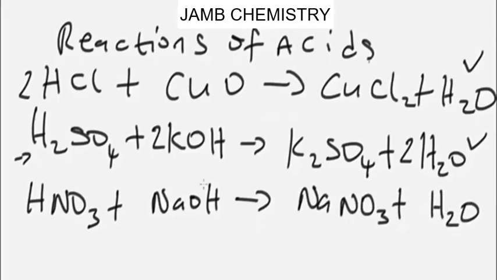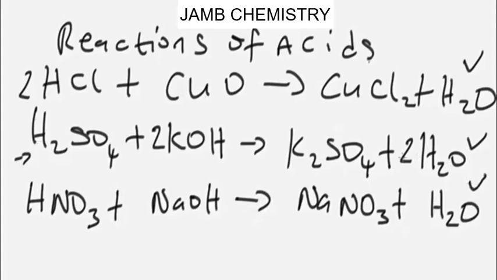We have two atoms of hydrogen at the left. We have two atoms of hydrogen at the right. We have one atom of nitrogen at the left. We have one atom of nitrogen at the right. We have one atom of sodium at the left. We have one atom of sodium at the right. We have four atoms of oxygen at the left. We also have four atoms of oxygen at the right. So this chemical equation we have here is also balanced for this reaction.